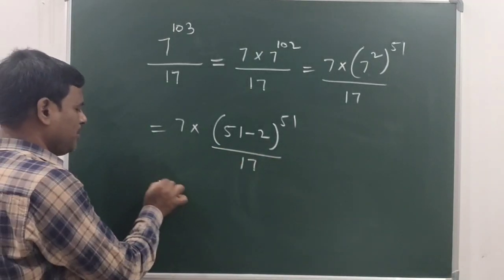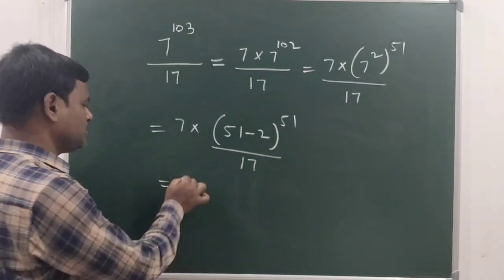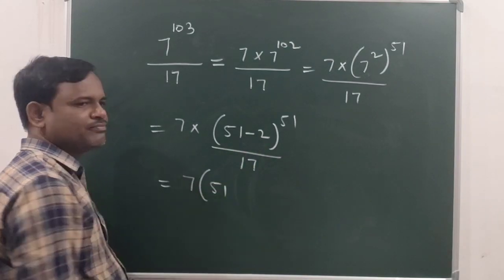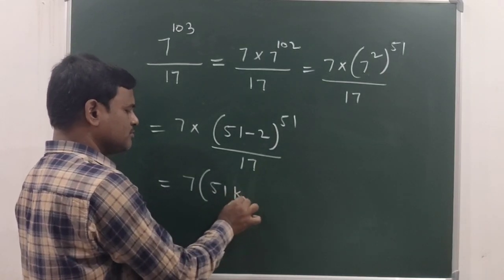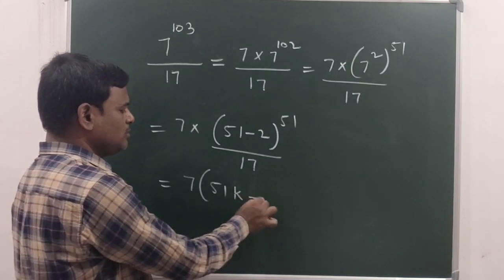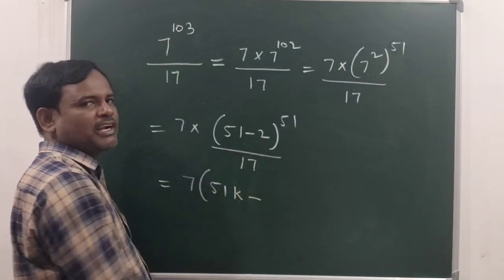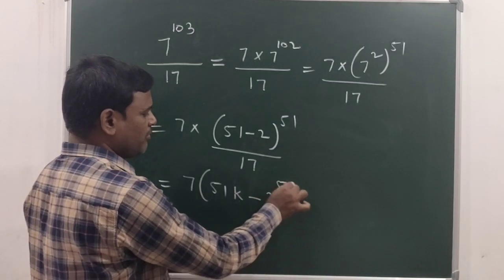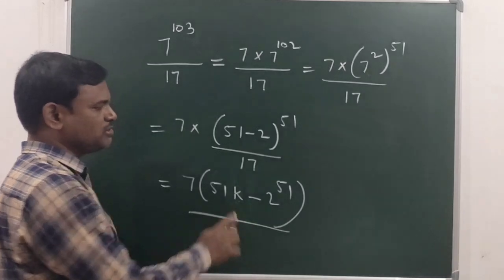Now same like the previous one, here you got a binomial, now expand it. If you expand it, it can be written as 51k, or you can write any alphabet, your wish, where k is an integer, minus 2 power 51 whole by 17. Since 51 is an odd number, the last term you will get as minus. I hope you have understood this step.